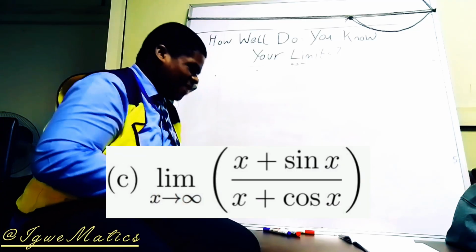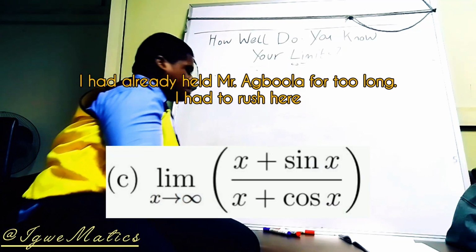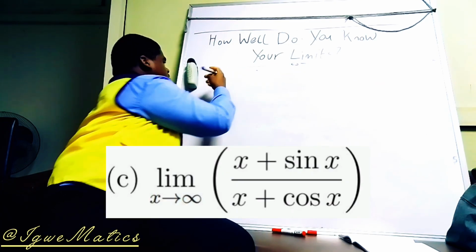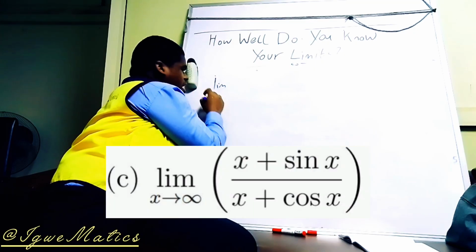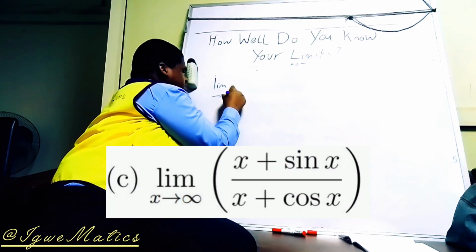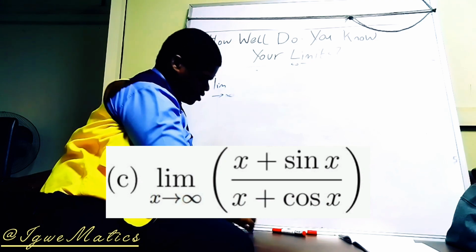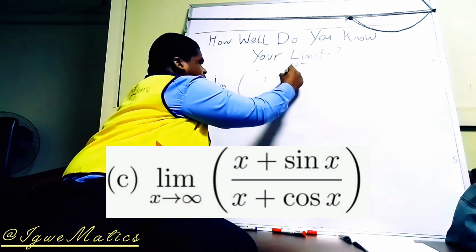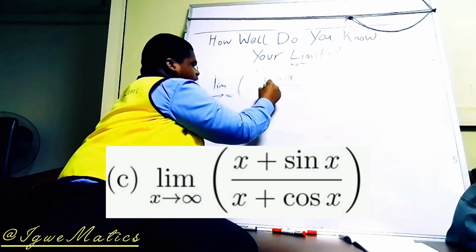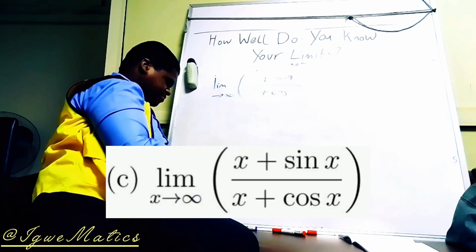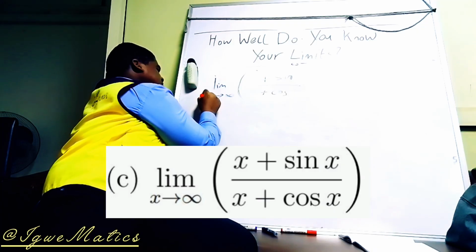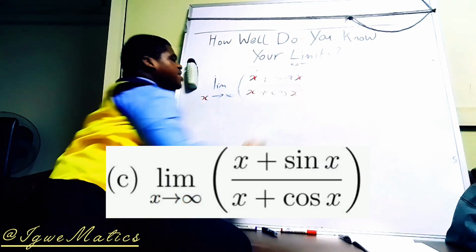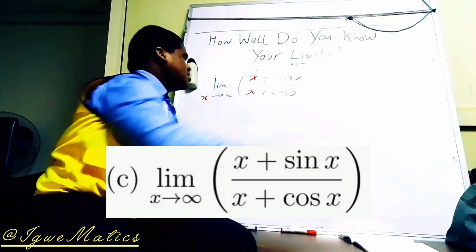The final question, we'll just see how we can solve it. We have the limit as x tends to infinity of x plus sin x divided by x plus cos x. So we have the limit as x tends to infinity of x plus sin x divided by x plus cos x. Good. This question actually stunned me.